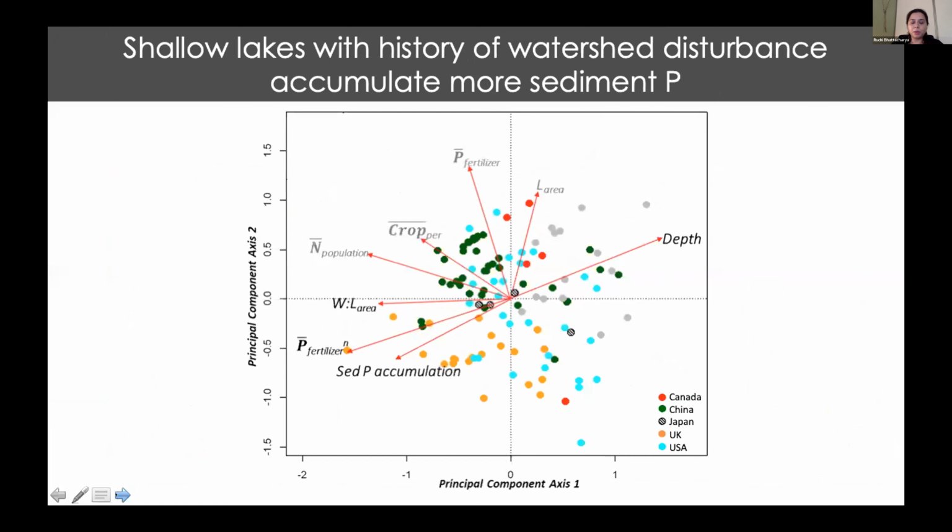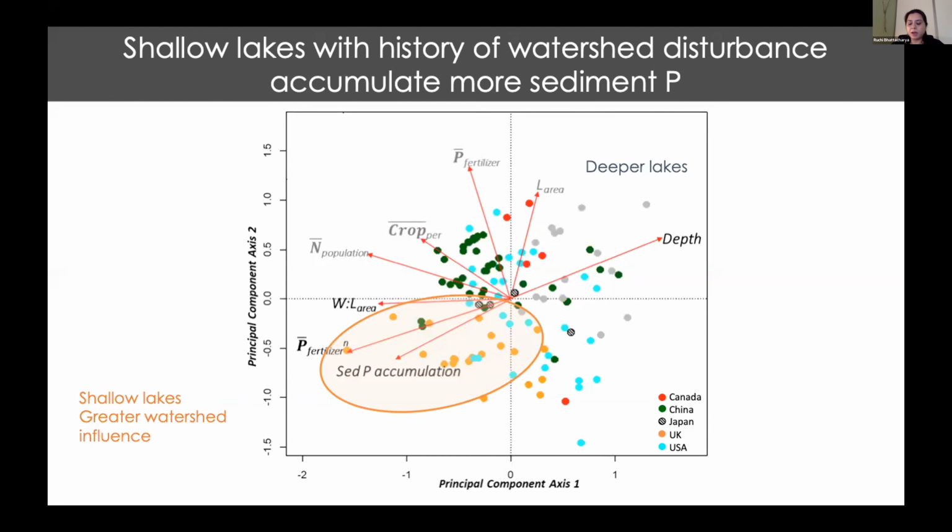Now, again, carrying on with the lake level assessment, this is a principal components analysis. I know there's a lot going on. If you've not seen one before, I would just bring your attention to a couple of things here. If you focus on the orange dots here, which mostly represent, in this case, lakes in UK, they are located across the axis of depth. So it shows that they are mostly shallower lakes, and they have a greater watershed to lake area contribution. So it means that they have a greater watershed contribution. These lakes tended to have a higher amount of sediment phosphorus accumulation in them.